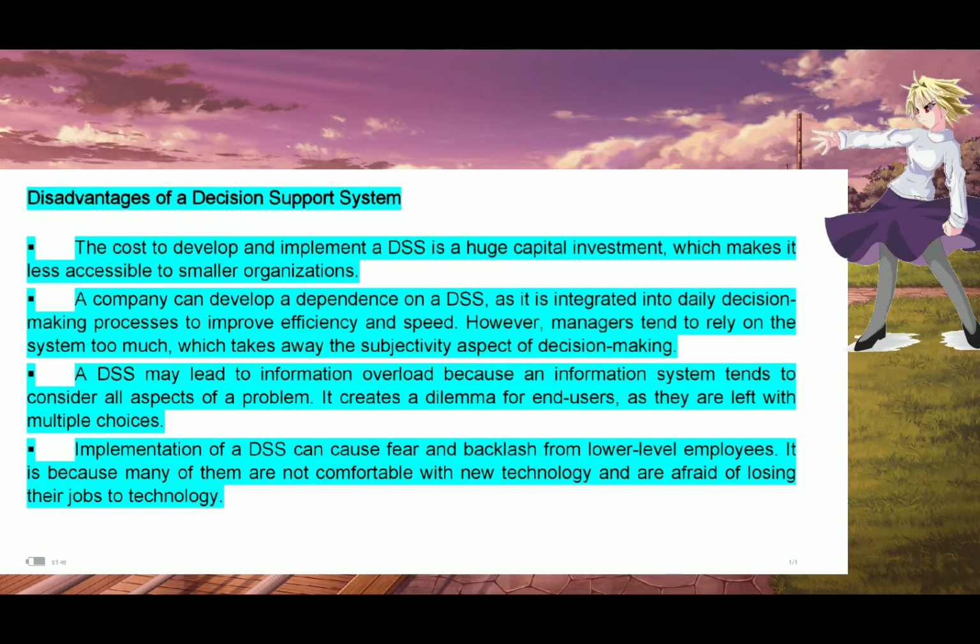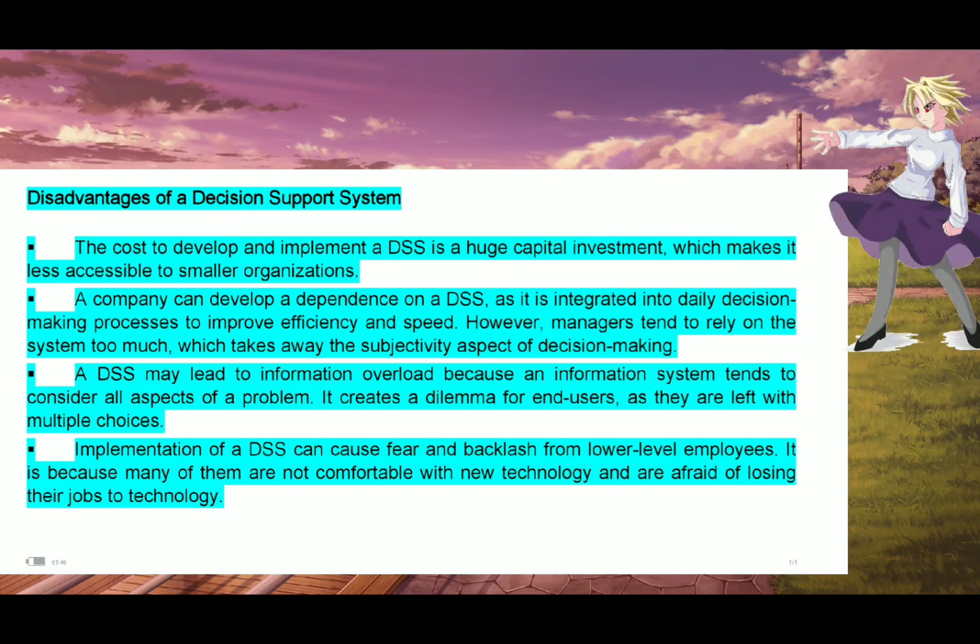Disadvantages of a decision support system. The cost to develop and implement a DSS is a huge capital investment, which makes it less accessible to smaller organizations. A company can develop a dependence on a DSS, as it is integrated into daily decision-making processes to improve efficiency and speed. However, managers tend to rely on the system too much, which takes away the subjectivity aspect of decision-making. A DSS may lead to information overload because an information system tends to consider all aspects of a problem.